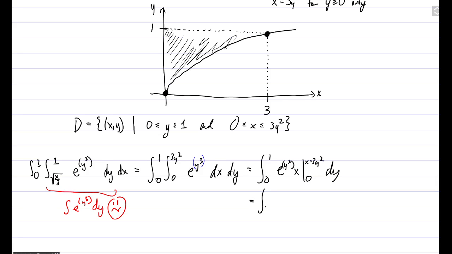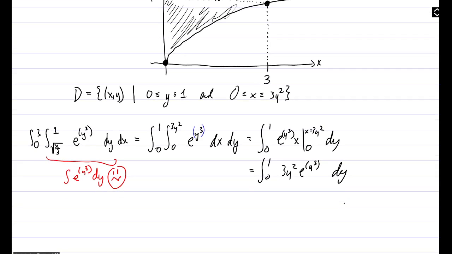If we do that, we'll have the integral from 0 to 1 of plugging in 3y squared for x, so 3y squared e to the y cubed minus 0 times whatever, so let's not even write the minus 0 part, dy. Why is this helpful? Well, now we can do a substitution. We can say u is equal to y cubed. Earlier we couldn't make use of this substitution all that well. u is y cubed, du is going to be 3y squared dy.